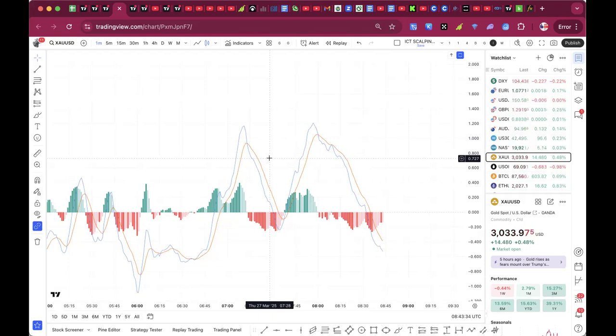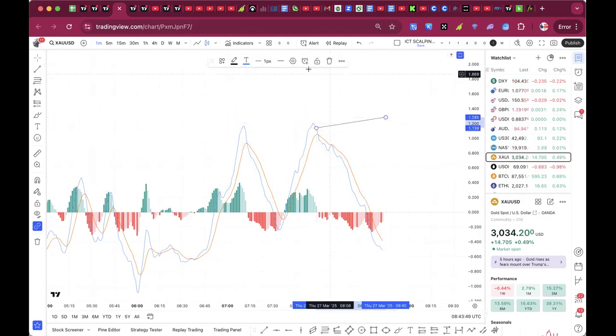MACD can show you wrong signals, especially when the market is not trending properly. So understand that. If that's the case, let's look at the MACD here. See this guy? This is the MACD line, right? So that's the MACD line.